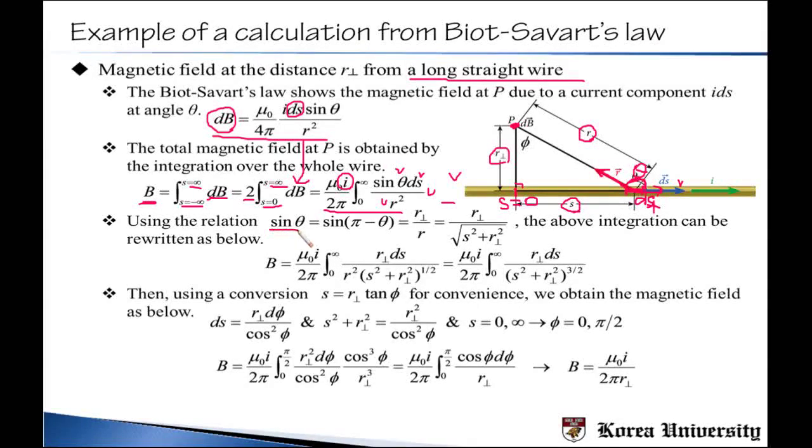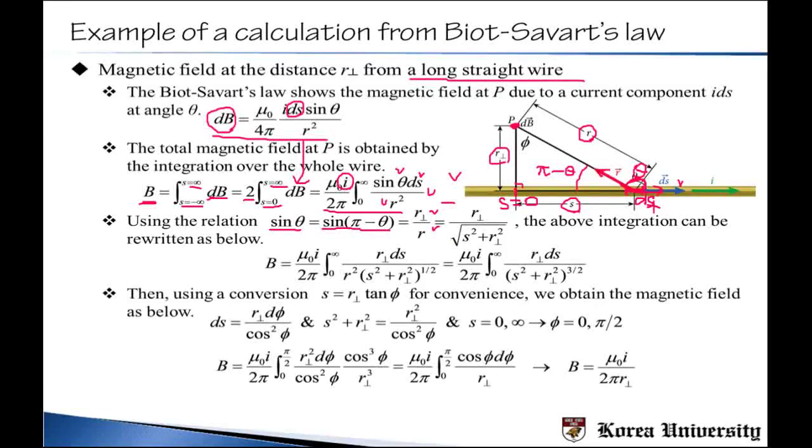First, the sine theta. We know that sine theta is actually equal to sine of pi minus theta, and in this picture, this much will be pi minus theta, right? And then what is the sine of this pi minus theta? If you understand the trigonometry, it is simply r perpendicular divided by r, right?